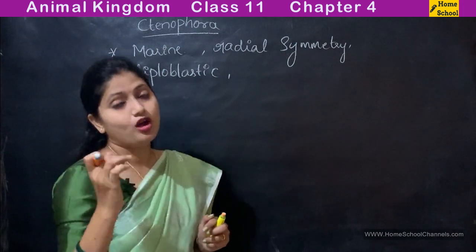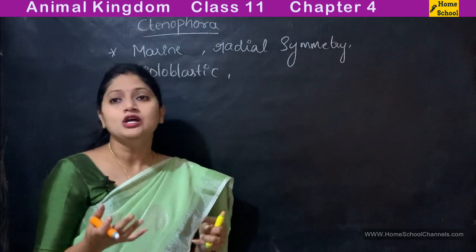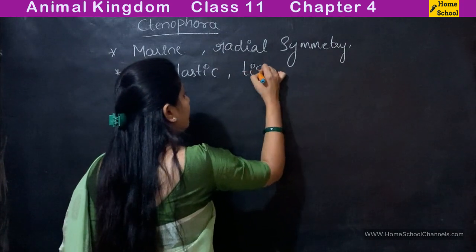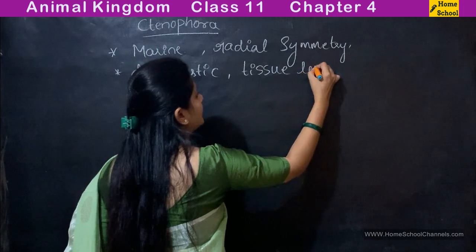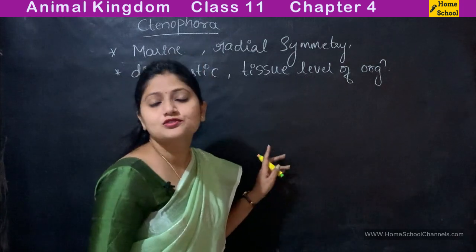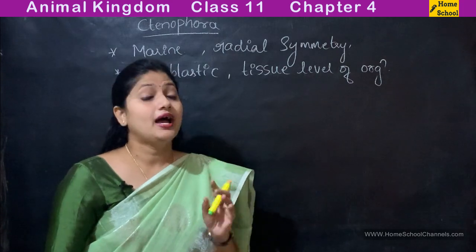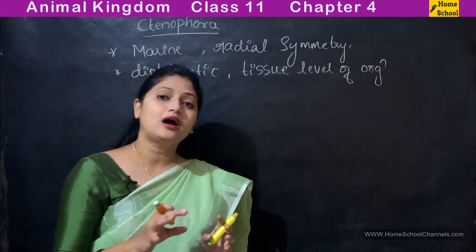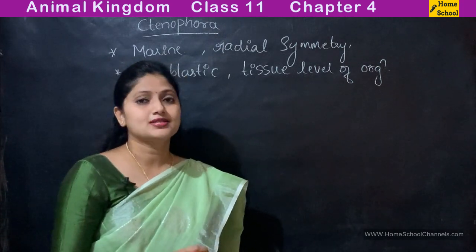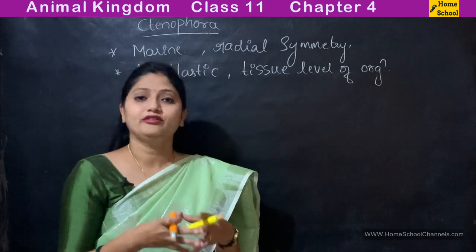Then moving on to the level of organization, whether it has tissue level organization or organ level organization. This is mainly the tissue level of organization. So what is tissue level of organization? Many cells together form one particular tissue, and that tissue carries out a particular function in that organism. So one tissue is specifically performing one function.